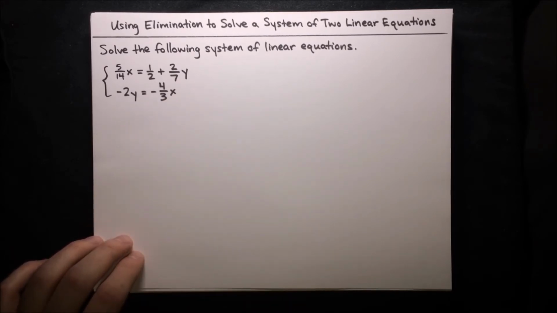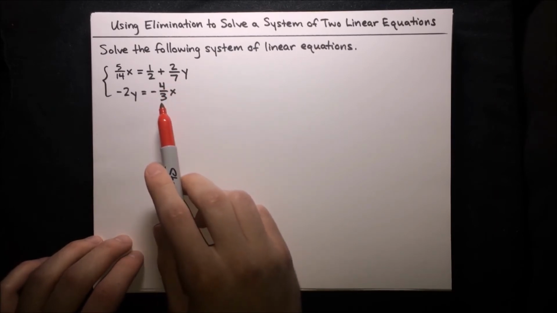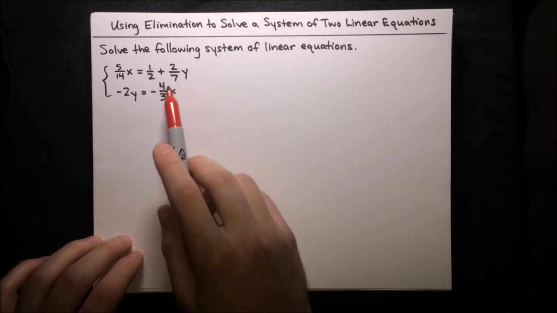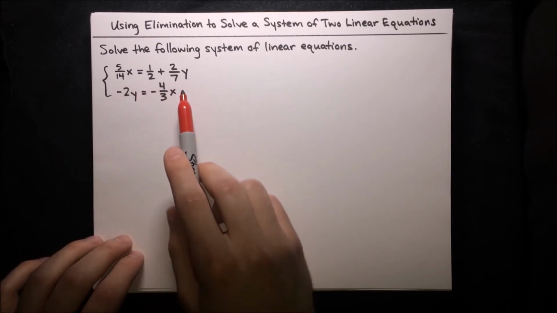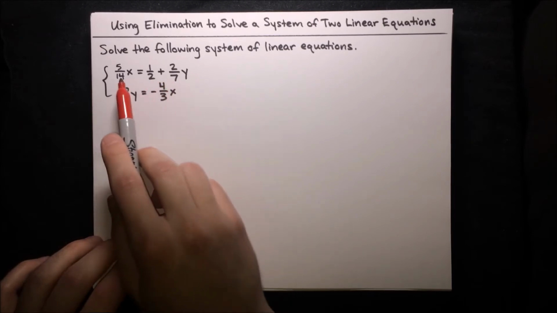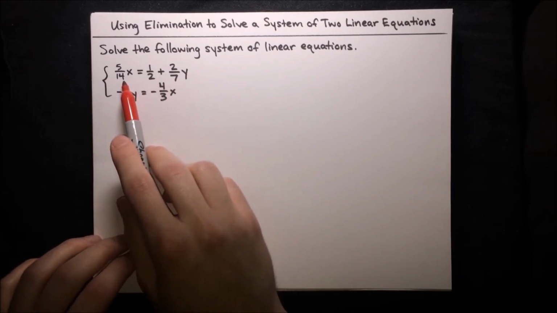So for our first step, why don't we get rid of the fractions in these equations? Now we can get rid of the fractions by multiplying each equation by its least common denominator. So let's take a look at the top equation first. There's 2, 7, and 14 in the denominators here. And what is the least common multiple of 2, 7, and 14? Well, it's just 14.